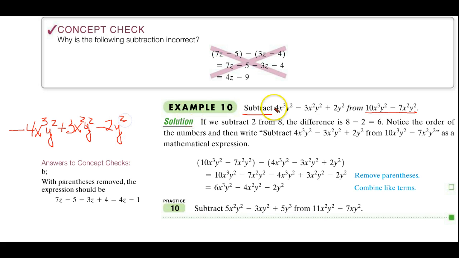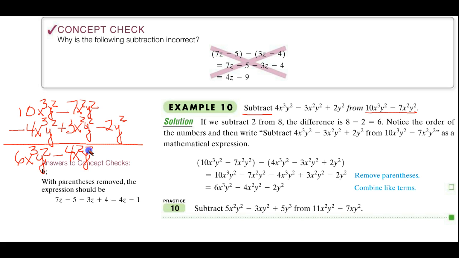2y squared. Now this one, the one you're taking it from, doesn't change signs. You just have to put it in its like term column. So this is going to be a positive 10x cubed y squared. And this is a negative 7x squared y squared. And there's nothing there. So again, just put your line, and you only deal with the numerical coefficients. So this now is a 6x cubed y squared. Watching your signs, this will be a negative 4x squared y squared, and just bring this down. Negative 2y squared. And that should be it right there.